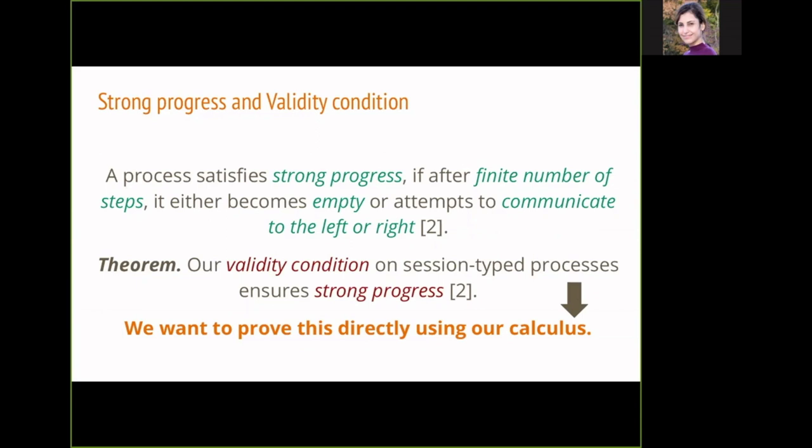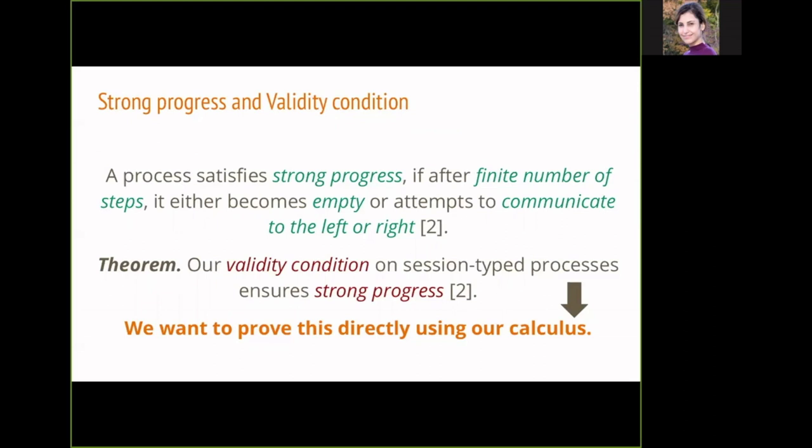Okay, so let's take a step back and talk about the third question we talked about earlier. What is the property corresponding to termination and productivity in a session type program that is defined over interleaved least and greatest fixed points? The answer is a strong progress property. A process satisfies strong progress if after a finite number of steps, it either becomes empty or attempts to communicate to the left or right.